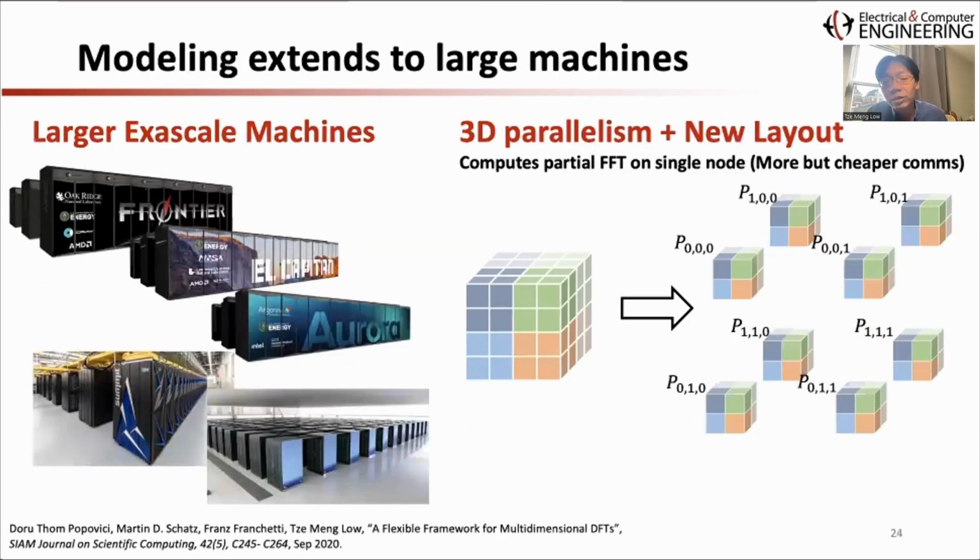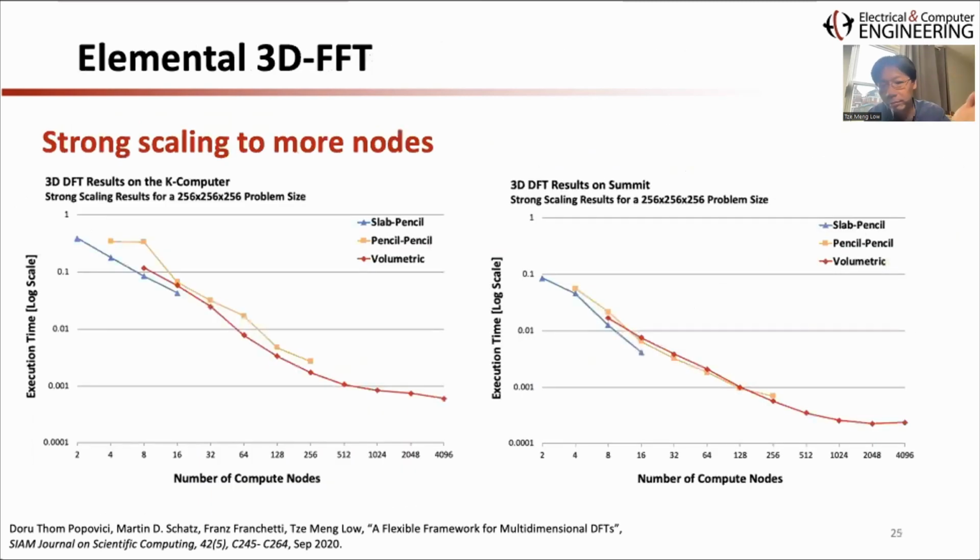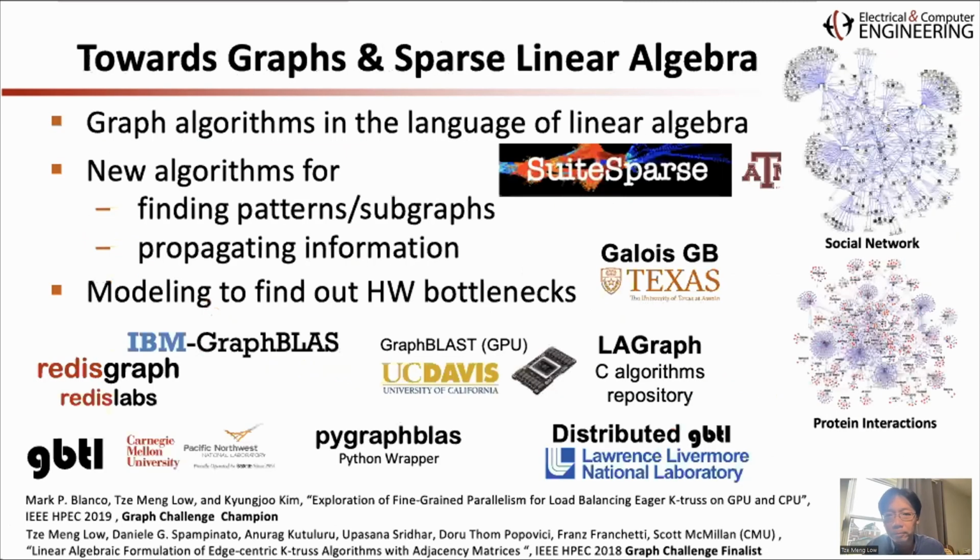Modeling extends not just to a single node, but we have work that demonstrates how we can use a modeling approach and extend the FFT algorithms to larger machines like the exascale machines that we see today. The whole idea is, how do we come up with new ways of moving data, in this case across multiple nodes instead of across different memory hierarchies, and what is the new layout that we require to get better performance. And we get strong scaling to more nodes with our new implementation.